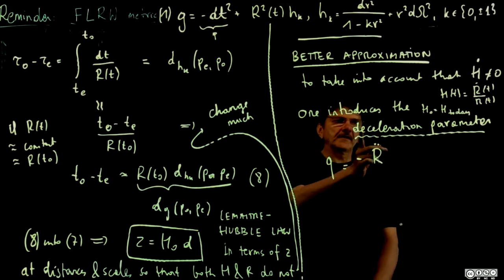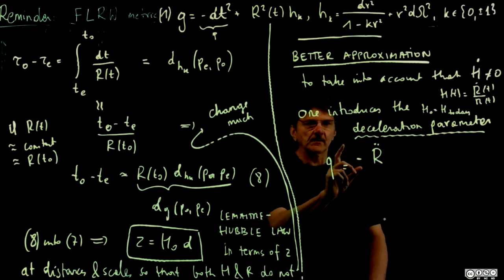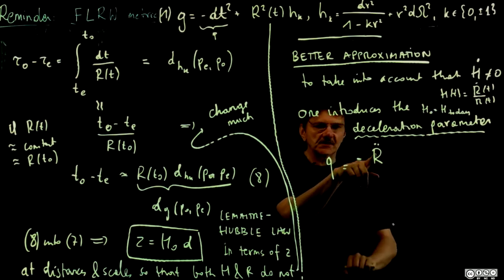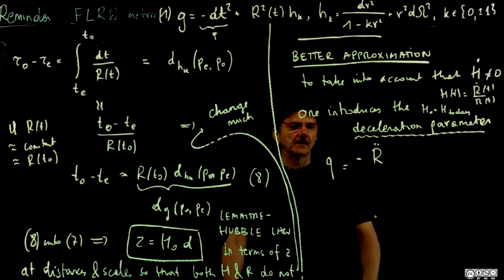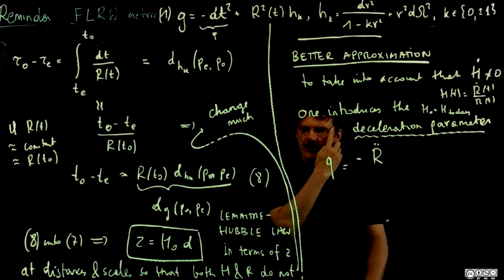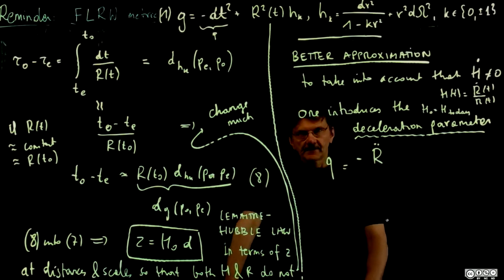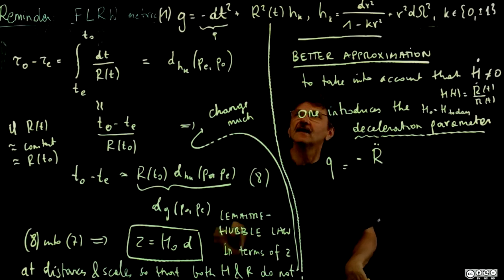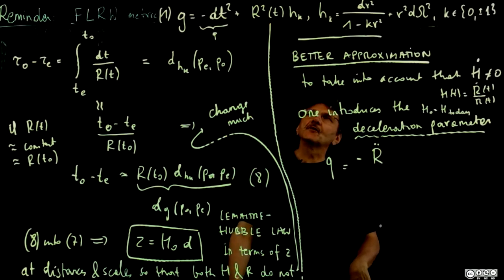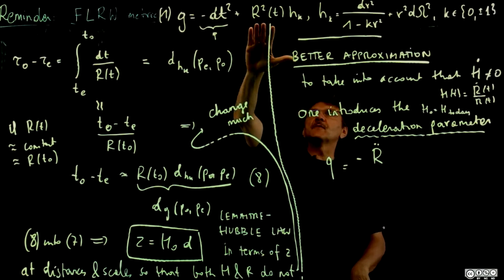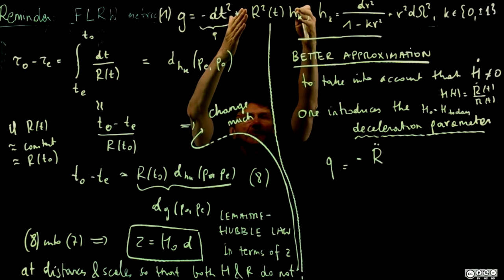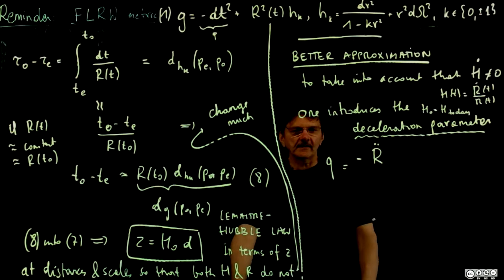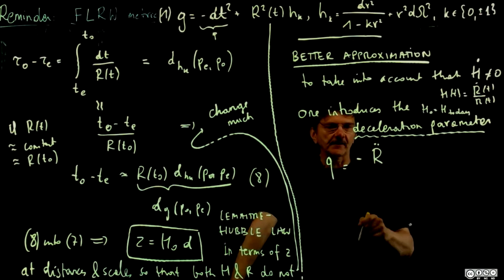So when you define this deceleration parameter, you think, well, I want something which measures the rate of change of H, which means a measure of the second derivative of the scale factor. And I want something which is scale invariant, because there's no way I can know what R is. Maybe if we could measure the curvature of this metric, we would know what R is. But that's beyond what we can do today. So let's define a parameter which is scale invariant.